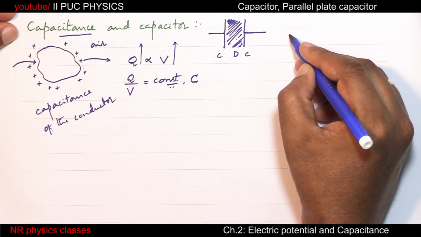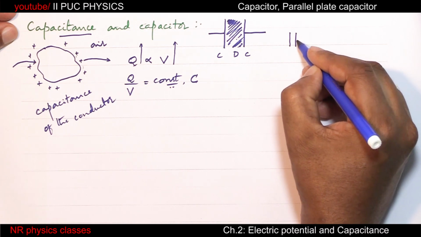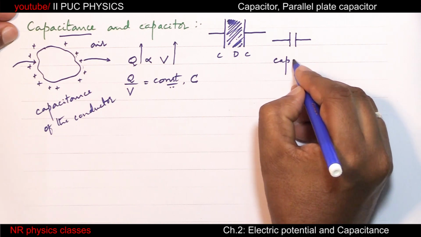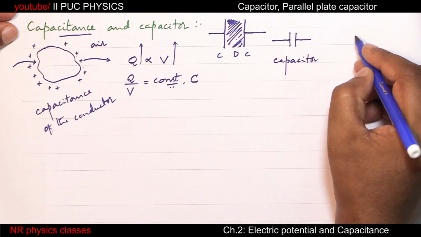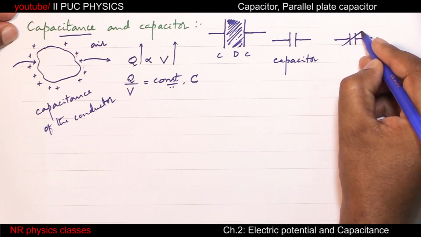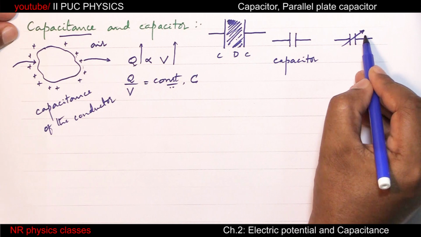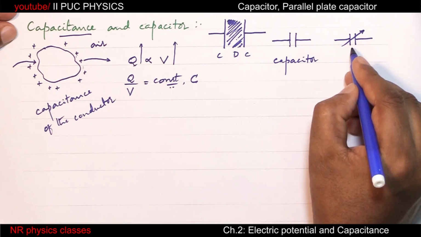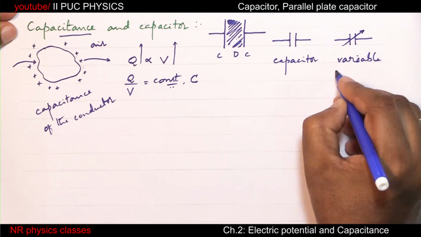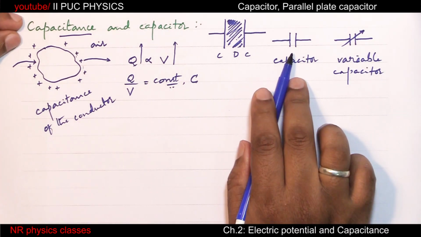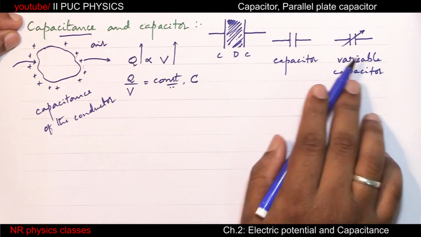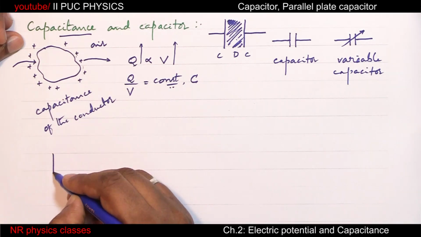So circuit symbol of a capacitor is two parallel lines. If it is a variable capacitor, then capacitor like this with an arrow. So this symbol represents variable. So this entire symbol represents variable capacitor. Depending on different types of capacitors, different symbols are used. Let us see that at the end of the topic. Okay. Now this is a capacitor.